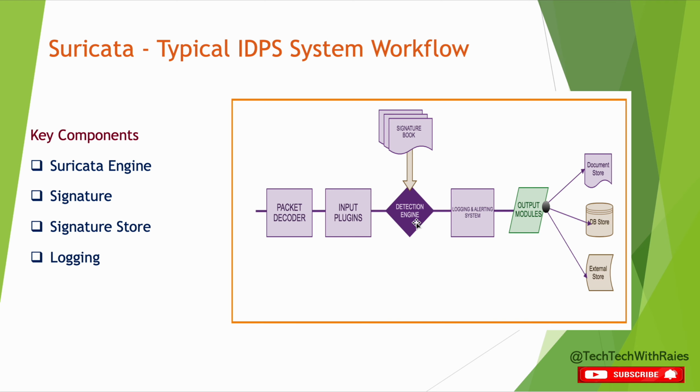After that, whatever the decisions taken, whatever signatures are hit, based on those it will send a signal to the logging and alerting system, and the logging and alerting system will log the hit signatures and incoming packets. All those details it will log. It can log to a document store, to a DB store, and also to some external store as well. So the output module has all the capabilities. So this is the overall workflow for the IDPS.